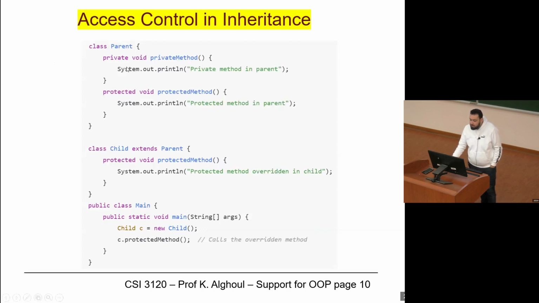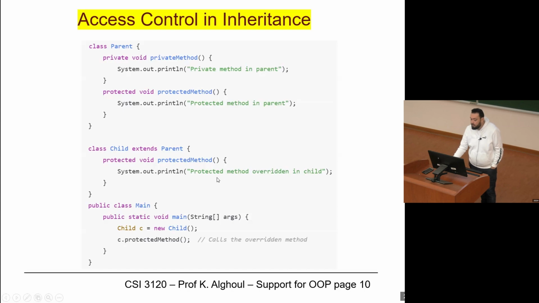We have a class parent. This has a private method and a protected method, as you can see. And then we have here inside the child extends parent, that's a protected method here. And then inside here, I'm creating a new object, child, which is this one here, and then c.protectedMethod. Now this protected method, I have it defined here in the child, but it's also in the parent. So if I define the protected method also here with the same name, what's going to happen? I'm going to be calling this one, it's overridden.